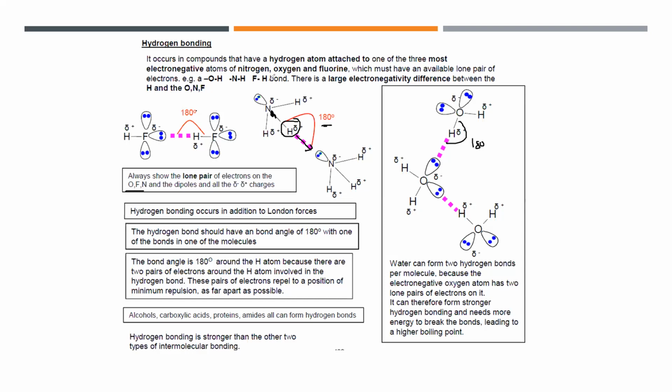in addition to London forces. There are London forces, but hydrogen bond also exists. So alcohols, carboxylic acids, proteins, amines all have hydrogen bonds, because in alcohols, the oxygen is forming a bond with hydrogen. In carboxylic acid, there is an OH bond. In proteins, the amide or peptide linkage contains nitrogen forming a bond with hydrogen. And amides also, nitrogen forms a bond with hydrogen. So they have hydrogen bond.